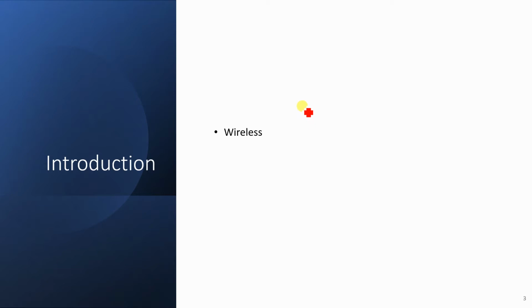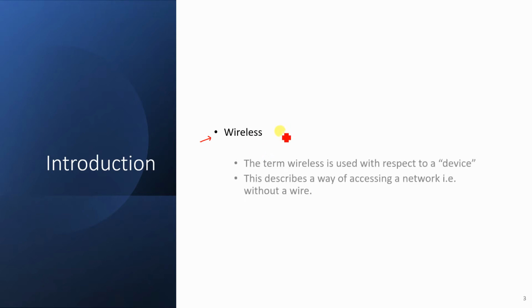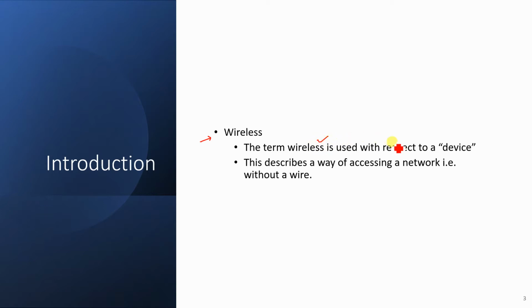Similarly, another word that is associated with mobile communication is wireless. In the wireless mode, there will be no wire. That means we can say the communication happens through air, and this term wireless is actually used with respect to a device. We can say wireless is a way of accessing a network, which is referred to as wireless.